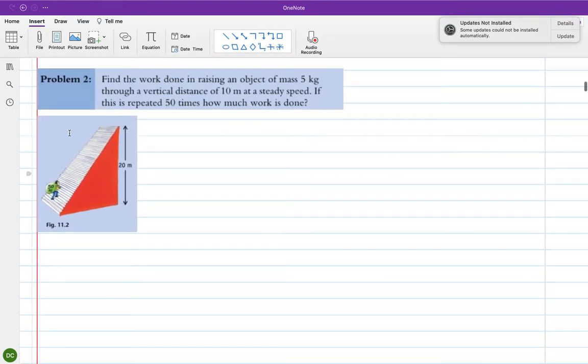Okay, let's go to this one. Find the work done in raising an object of mass 5 kilograms through a vertical distance of 10 meters at a steady speed. If this is repeated 50 times, how much work is done? So first of all, we have to do the work done in raising the object just the once, and then you have to figure out the work if you do it 50 times. So it's still find the work done, and it's still going to be work equals force by distance.